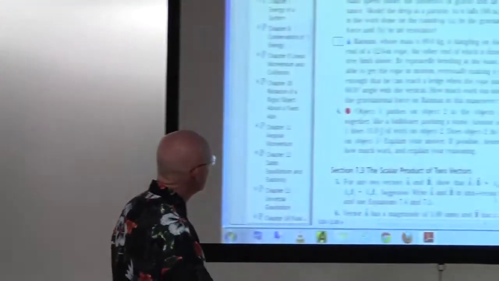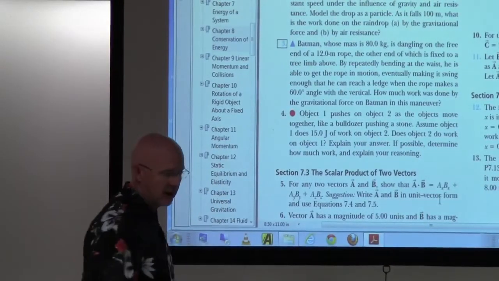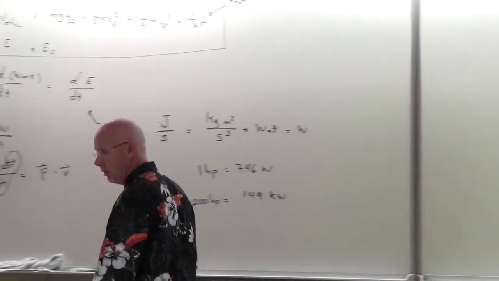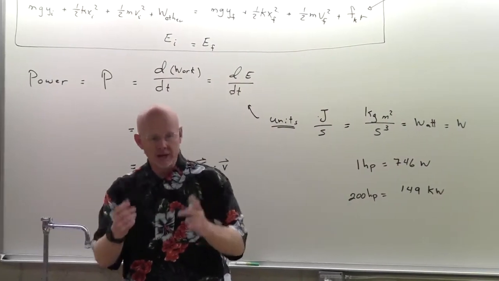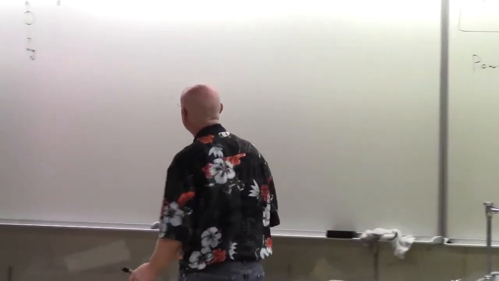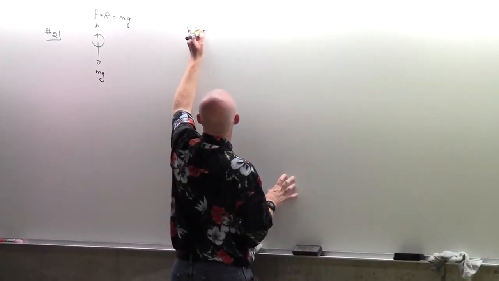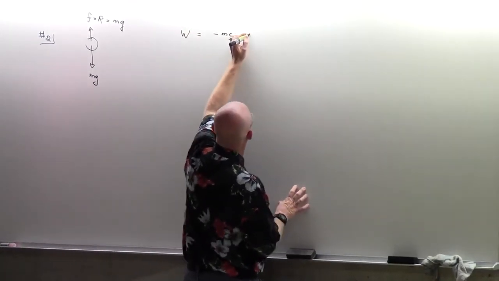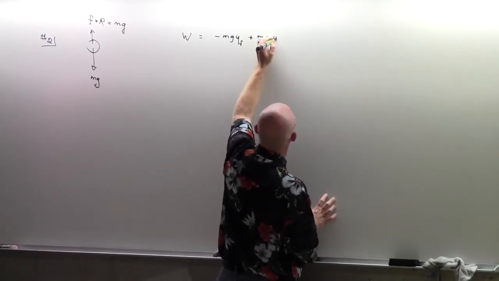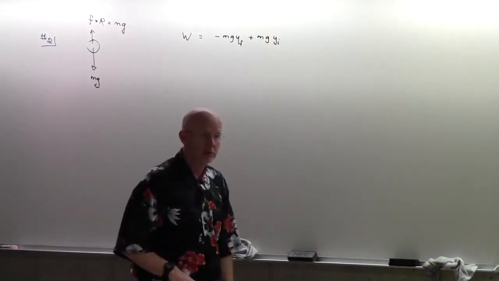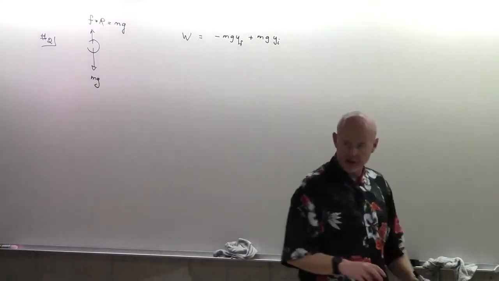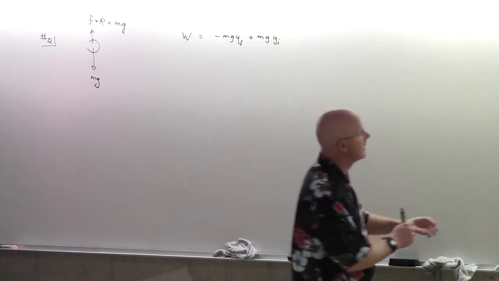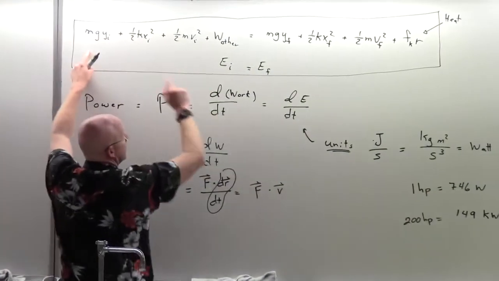Look at the first part of this. How much work is done by gravity? Now, we could go back and redo the integral. Let's not. What did we get for the work done by gravity? Wasn't that the minus mgy final plus mgy initial? I just erased it moments ago. Maybe I should have left it here, but that's how we got this term and that term.